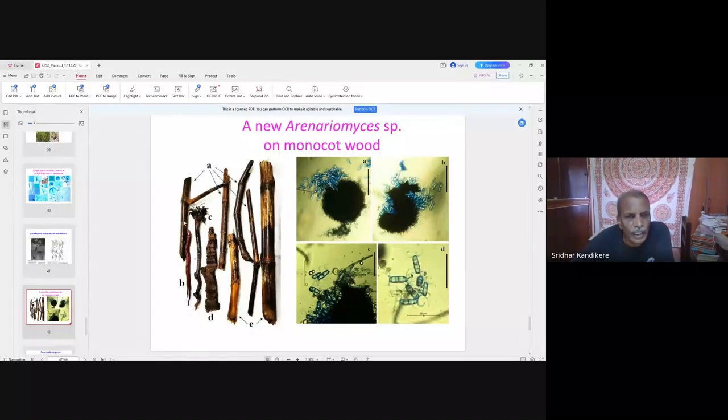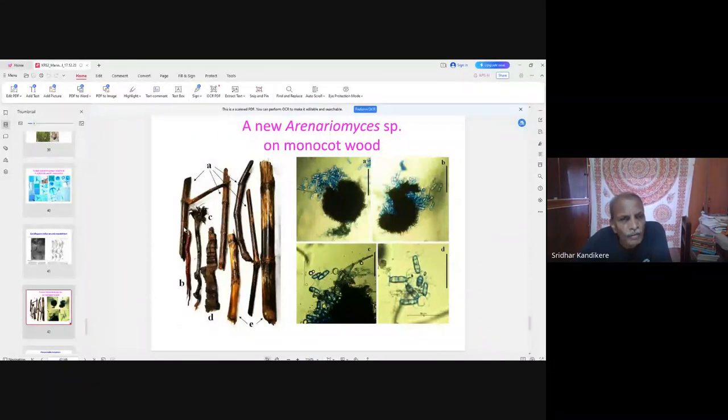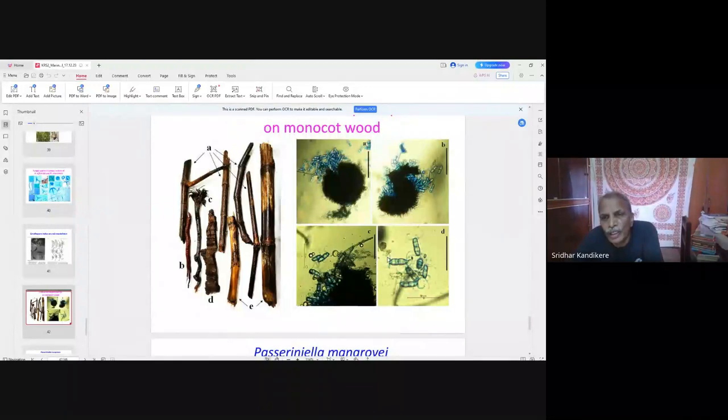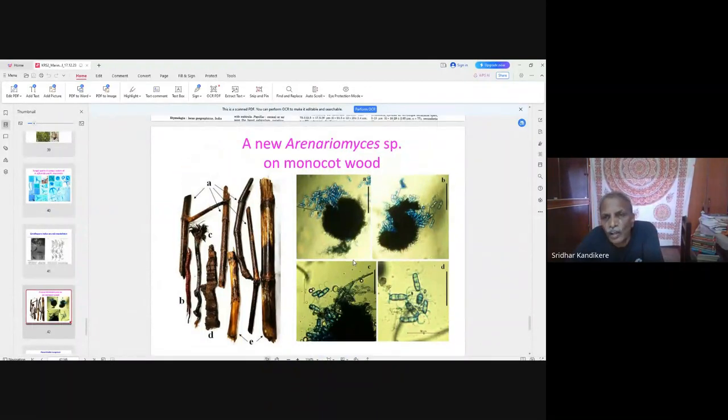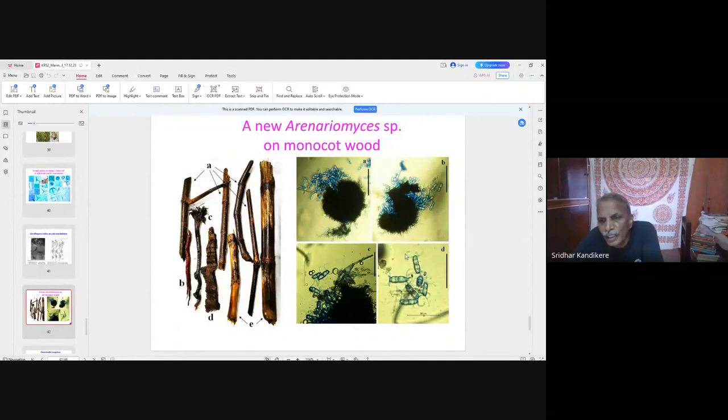Because of this tunnel, the arenicolous fungi are very, very safely housed inside. And when we take such wood material, we have to dissect it, open it, and see whether there are any arenicolous fungi. Surprisingly, we found one arenicolous fungus. Probably it is an Arenariomyces species. You can see the horn-like appendages here when we crush the ascus. We are yet to establish it, but we assume that it may be a new species, not matching with many arenicolous species reported.